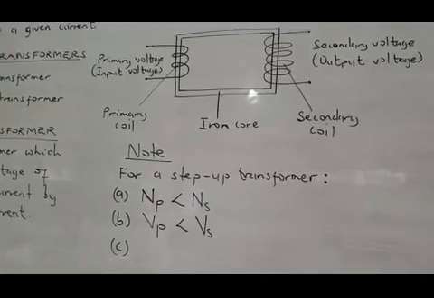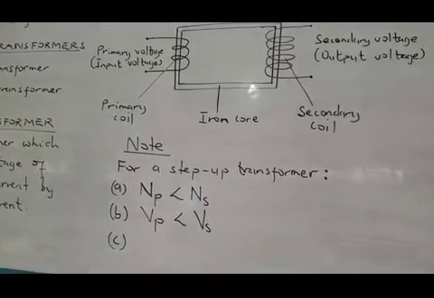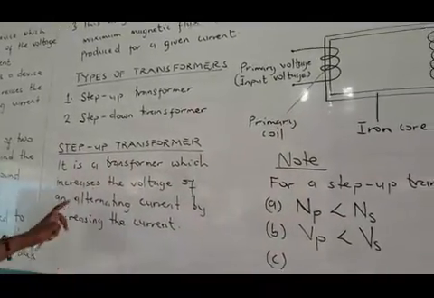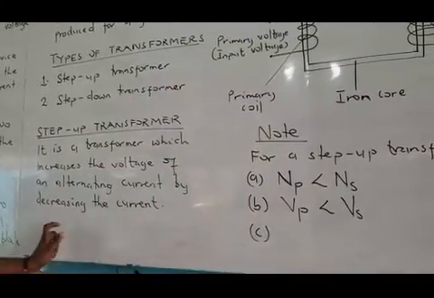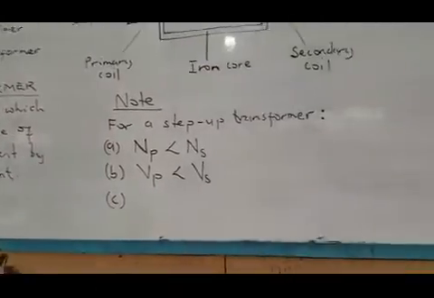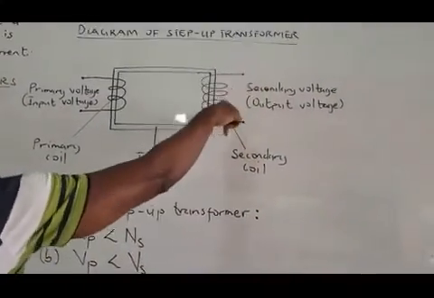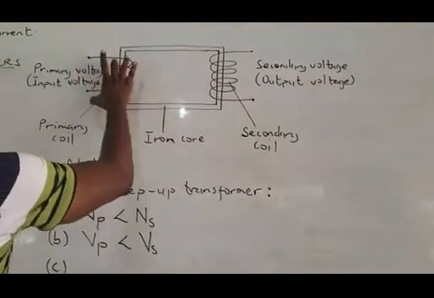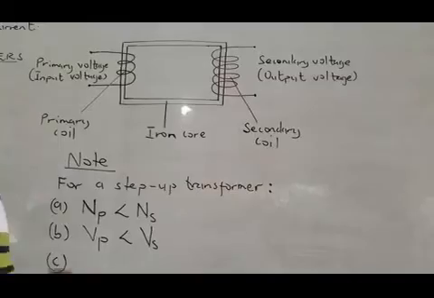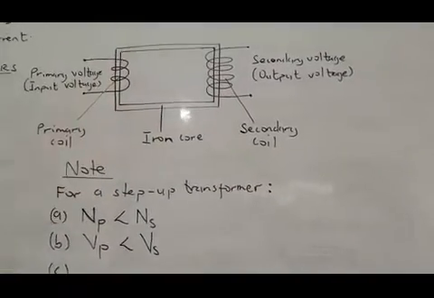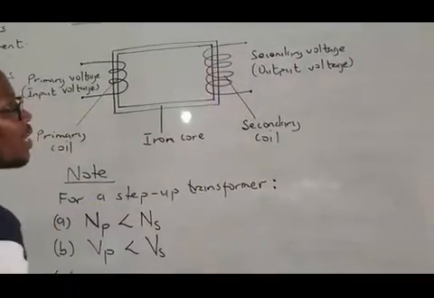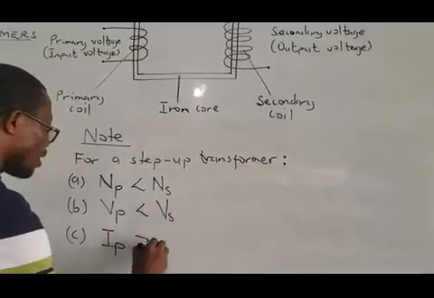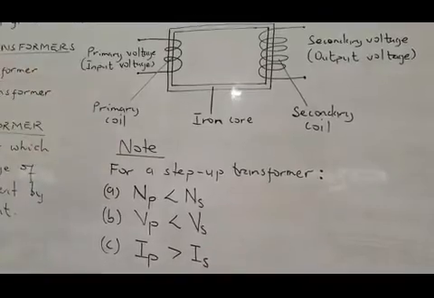Then in terms of current, we said that the step-up transformer increases the voltage by decreasing the current. So even though the voltage is increased here, the current is reduced. It means that the current in the primary coil is higher than the current in the secondary coil. So in terms of current, the primary current is greater than the secondary current.